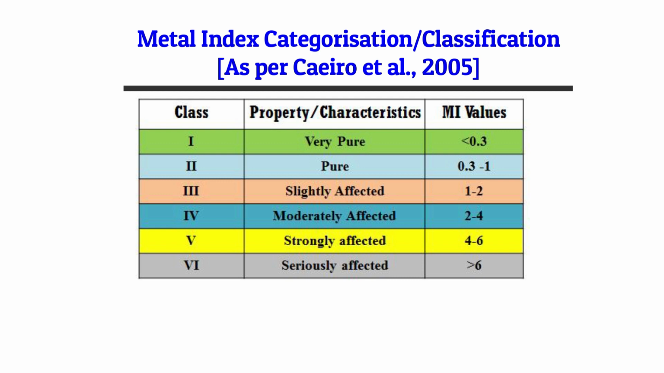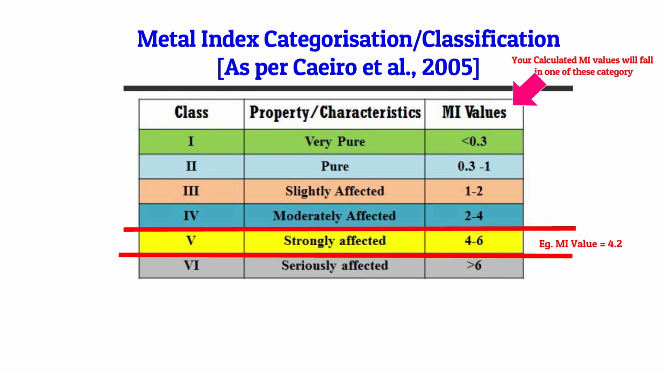And depending upon the calculated MI value obtained, the water quality can be classified into one of the 6 different classes. For example, let's say you have water samples, and after analyzing the MI values of the water samples, let's say the MI value obtained is 4.2. So if you check from this index classification, you see that 4.2 falls under class 5, which indicates that the samples are strongly affected with the particular heavy metals analyzed.